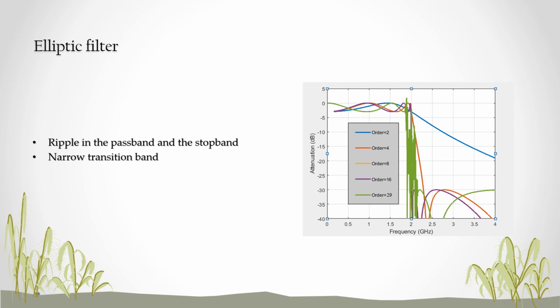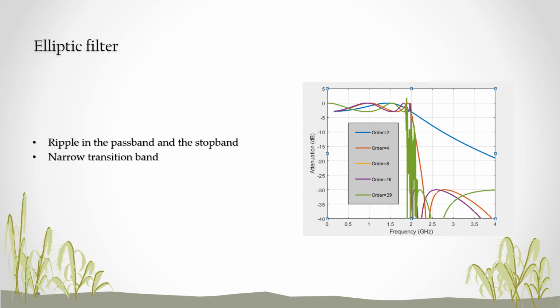The fourth and last type of filter we're going to take a look at is the elliptic filter. The figure on the slide, as per usual, shows the frequency response of the elliptic filter approximation for several different orders. They have a sharp transition at the boundary between the passband and the transition band, but they also have a sharp transition at the boundary between the stopband and the transition band.